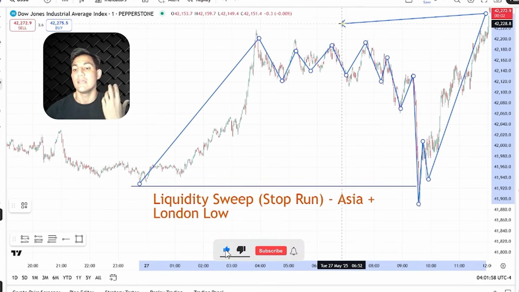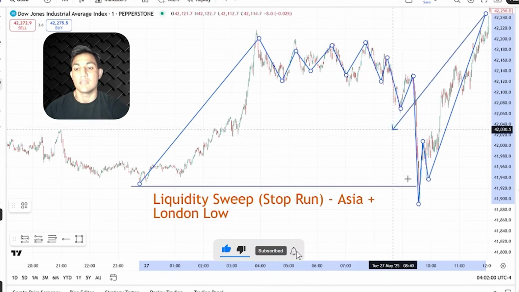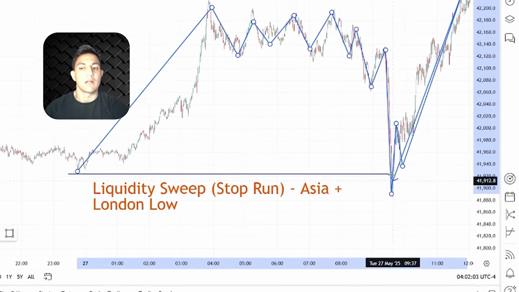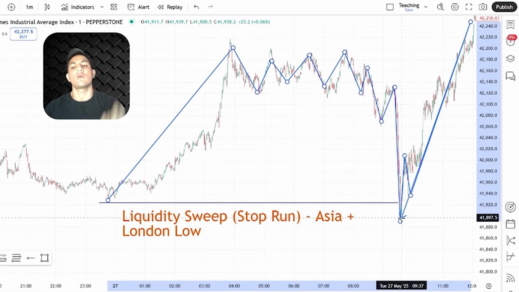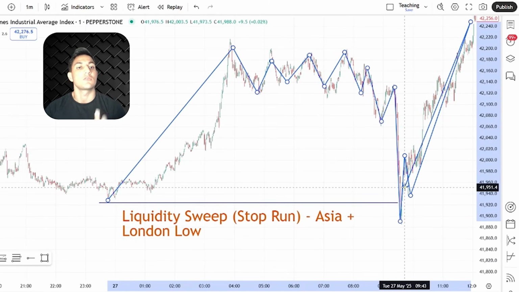And the reason why it's so high probability is because liquidity is taken out at this low here, right? So this fake move here, right here, is a stop run. It takes out stop loss orders. So any entry after a stop run, after stops have been raided, is super high probability.